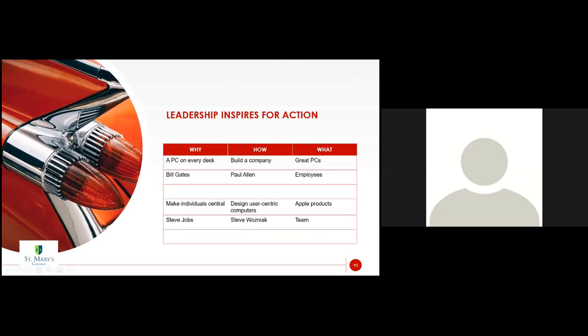Inspirational leadership inspires action, because we talked about why, how, and what, and like Simon said, you need to move from why to how to what, whereas ordinary companies and people move from what to how and why. The why for Bill Gates was a PC on every desk. That is Microsoft. A PC on every desk was his motive. How did he do it? He built a company. And by doing what? He made great PCs. And we know that it was successful.